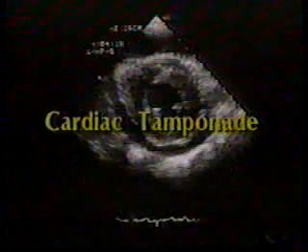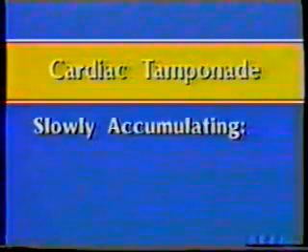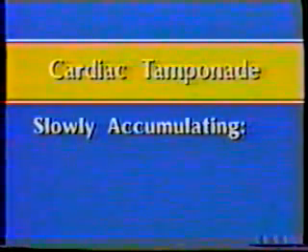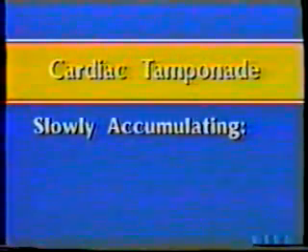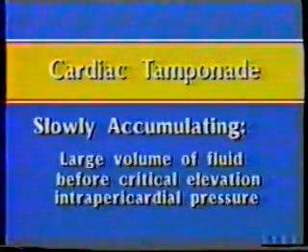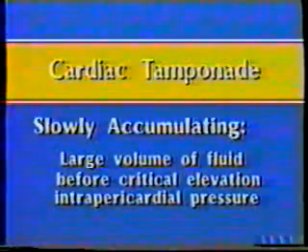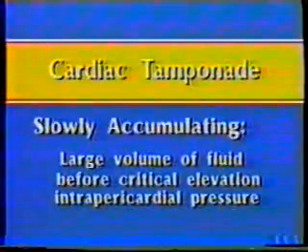We will now discuss the echo diagnosis of tamponade. Tamponade cannot be accurately diagnosed solely on the basis of the size of effusion. The rate of accumulation of fluid is also a critical factor. Slowly accumulating effusions, such as those seen with most malignancies, allow the pericardium time to stretch, thereby increasing its compliance. Hence, large volumes can accumulate before a critical elevation in intrapericardial pressure is reached.